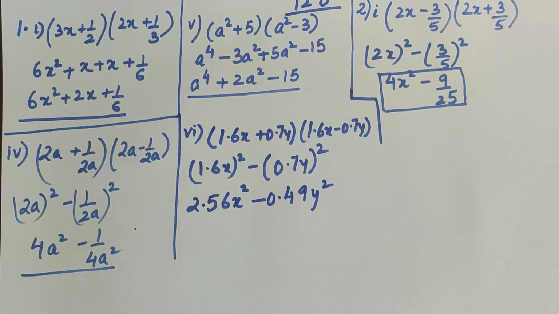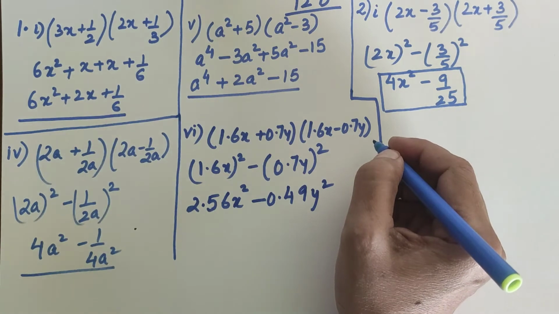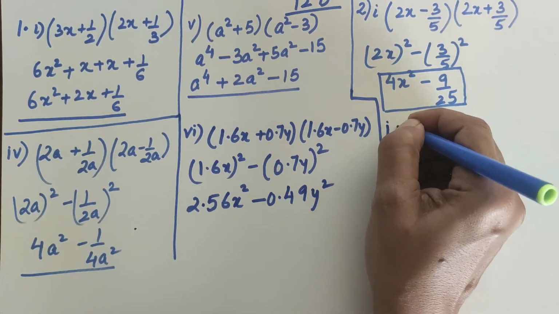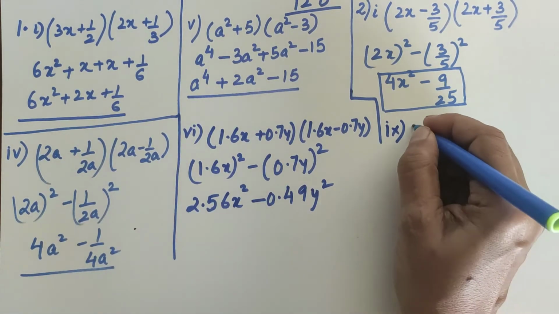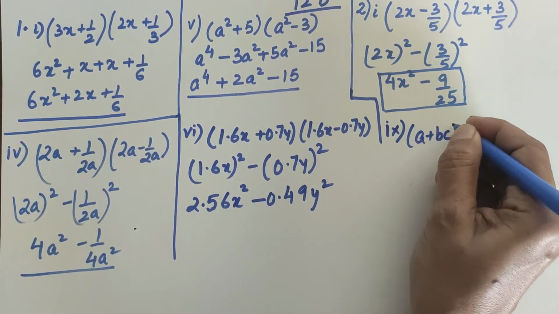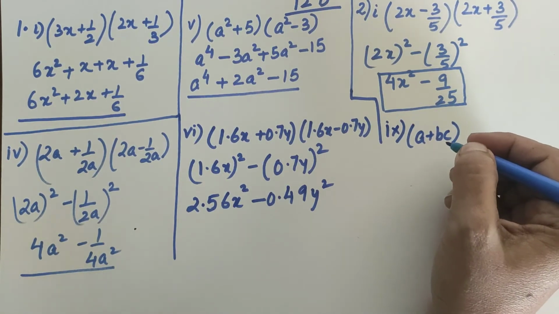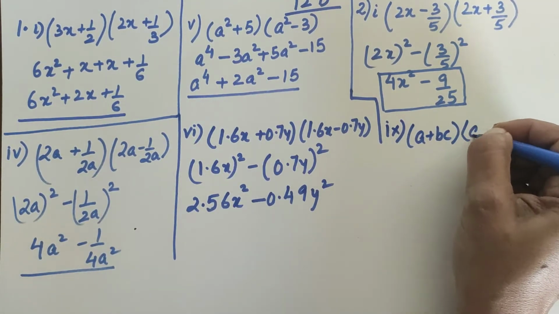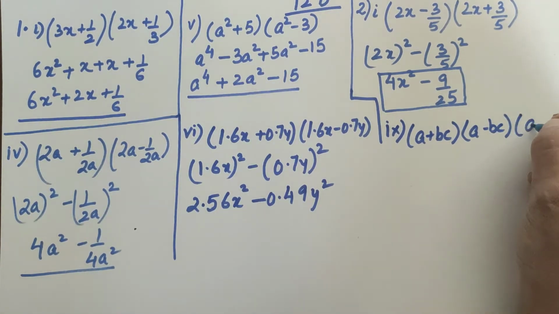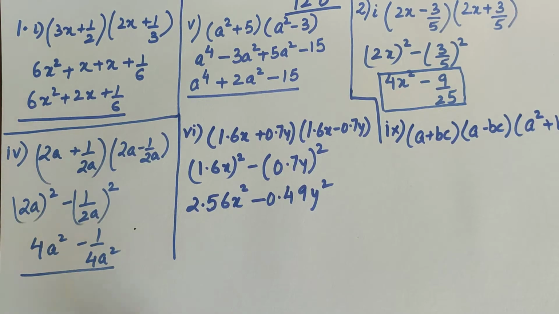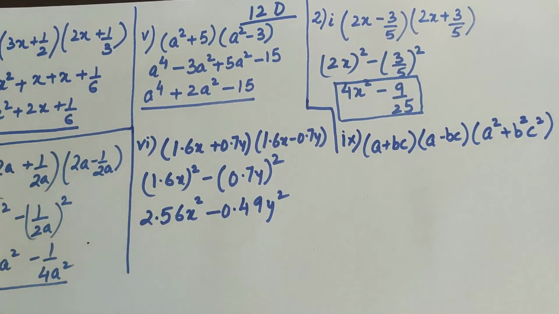The next which I am going to do from here is question number 9. Question number 9 is A plus BC into A minus BC into A square plus B square C square. This is what the question is.